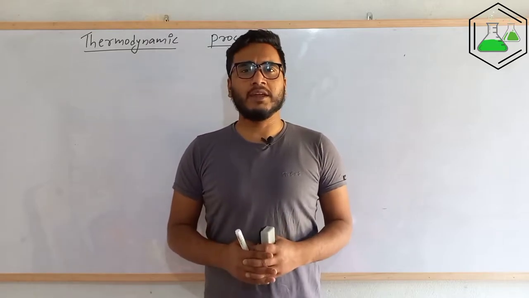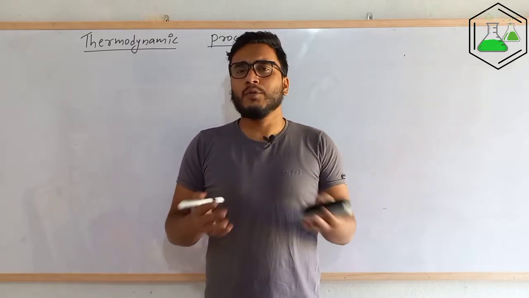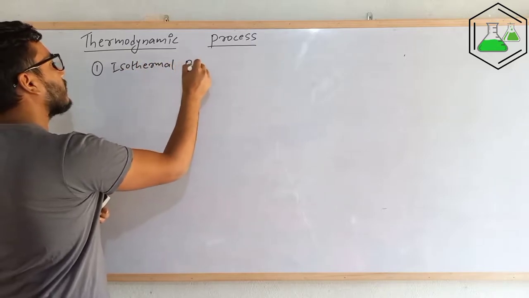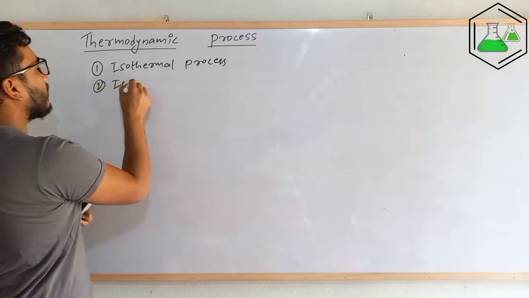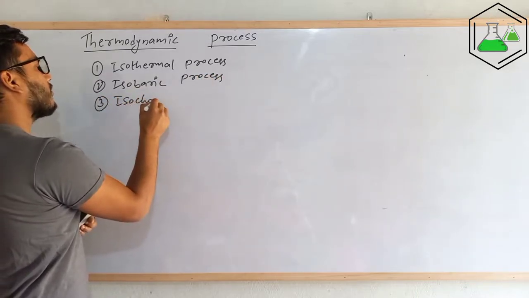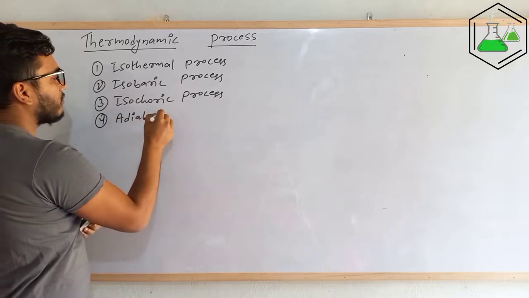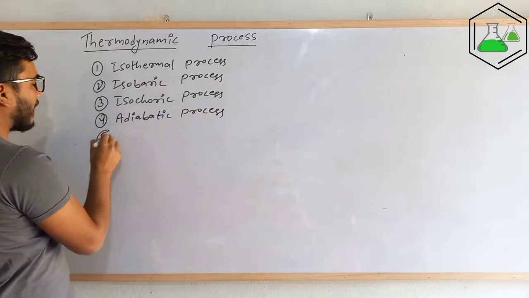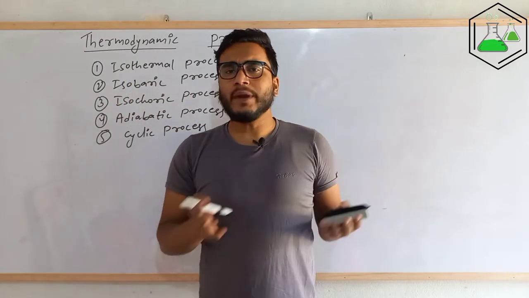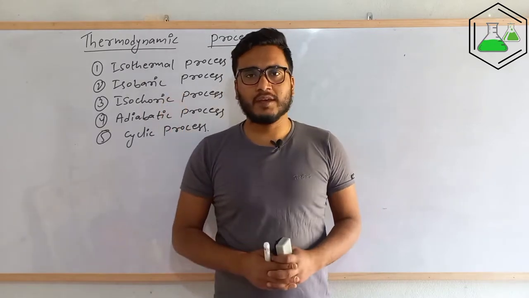There are many processes in thermodynamics that are used to change a system from one state of equilibrium to another state of equilibrium. But the most frequently used processes are isothermal process, isobaric process, isochoric process, adiabatic process and five number is cyclic process. So these are the five processes that are frequently encountered in thermodynamics. So we are going to see about these processes one by one. Let's start from isothermal process.